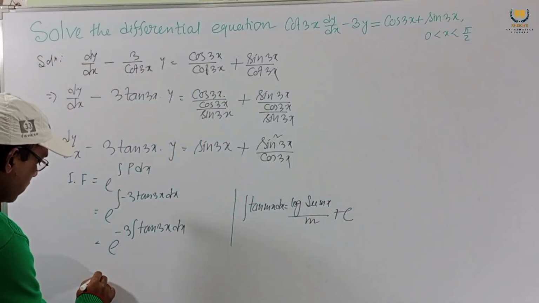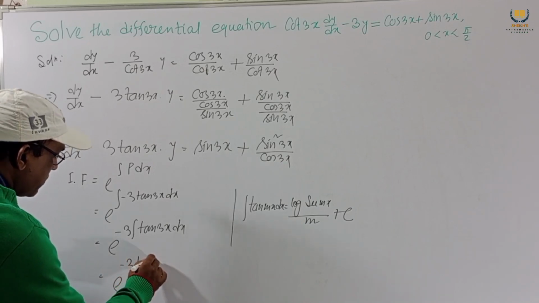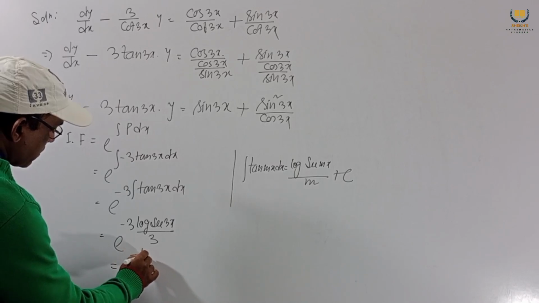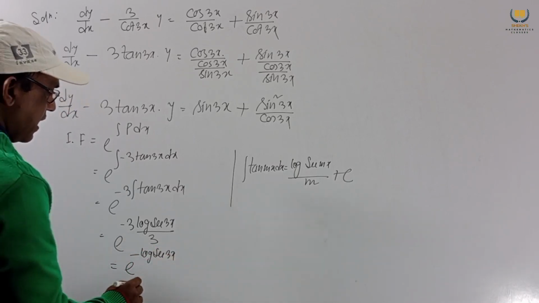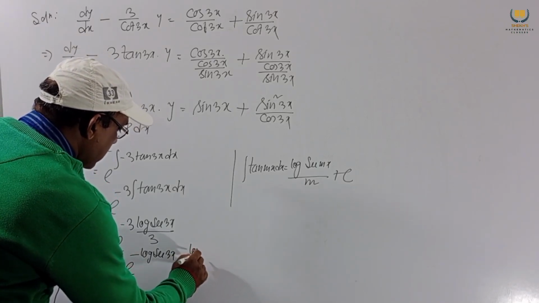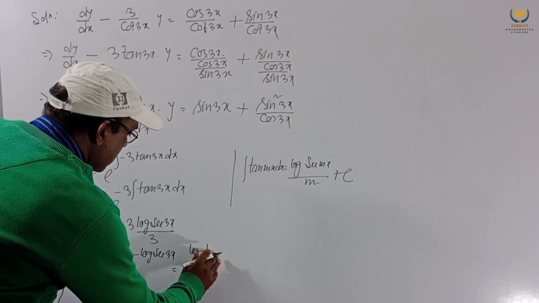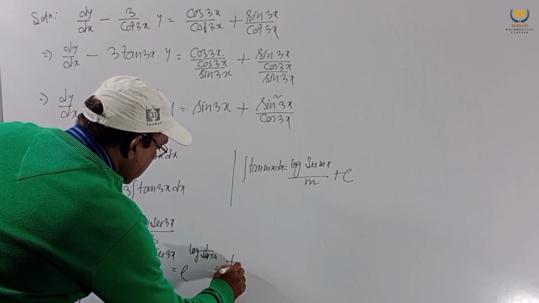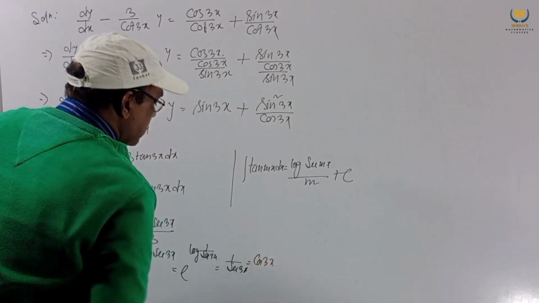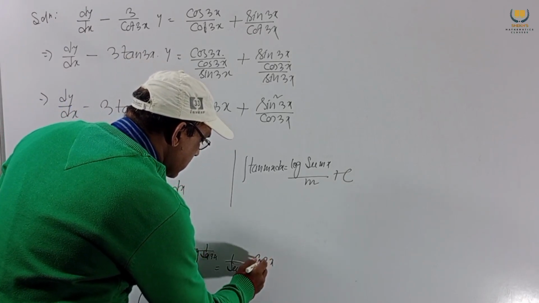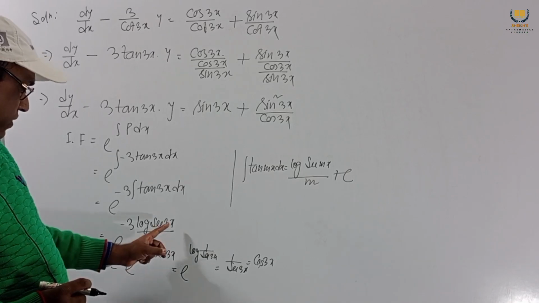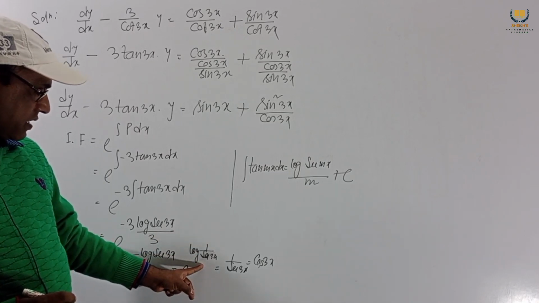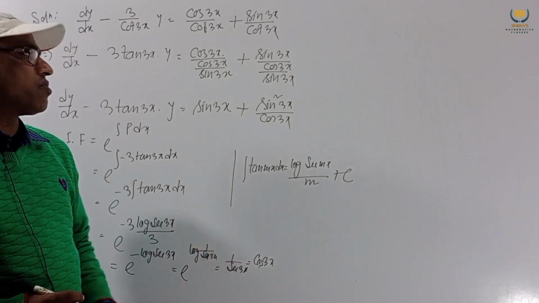We know this formula. So this will be e to the power minus 3 log of sec 3x by 3, and the 3s cancel, e to the power minus log sec 3x. The minus log means we can write log of 1 by sec 3x, and e to the power log cancel, so this is 1 by sec 3x, which equals cos 3x. So the integrating factor is cos 3x.